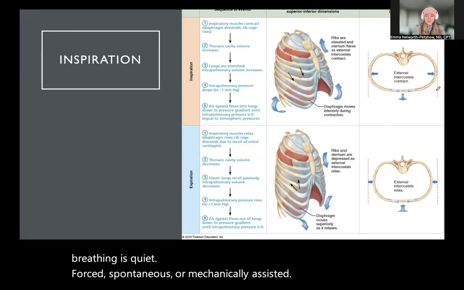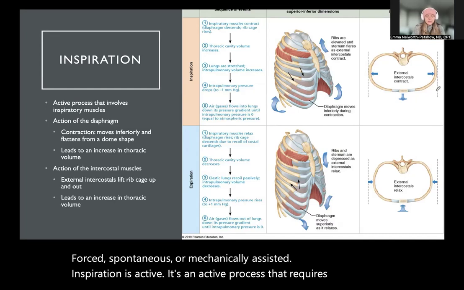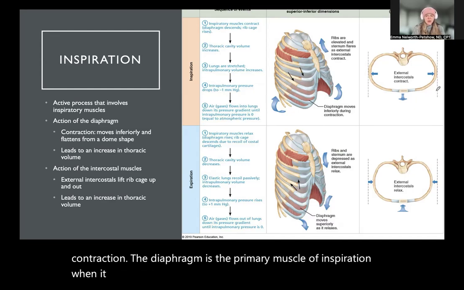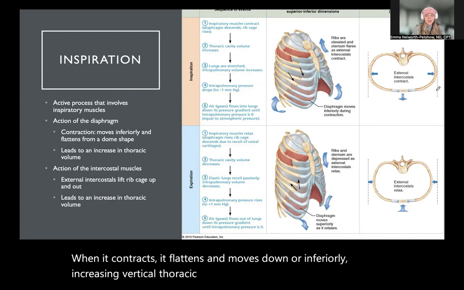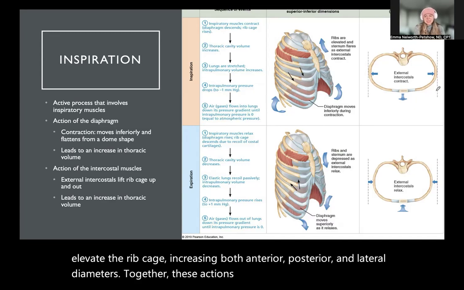Inspiration is an active process that requires muscle contraction. The diaphragm is the primary muscle of inspiration. When it contracts, it flattens and moves down, or inferiorly, increasing vertical thoracic diameter. External intercostal muscles elevate the rib cage, increasing both anterior-posterior and lateral diameters. Together, these actions expand thoracic volume and initiate airflow into the lungs.